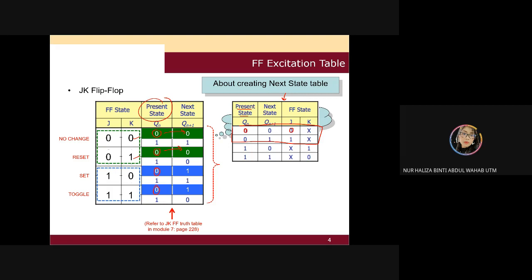Okay, next, the blue situation here. J is 1. K, whether it is 0 or 1, it doesn't matter. You're going to have previous as 0. Your next state will be 1. Okay, you can see here. Okay, that is the first thing about your present being 0.